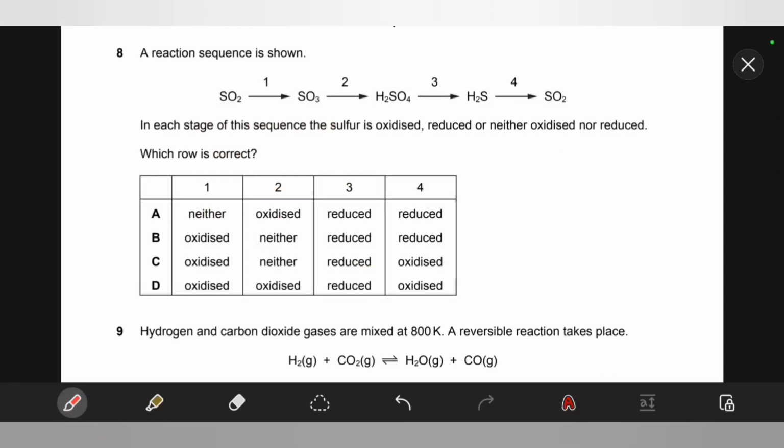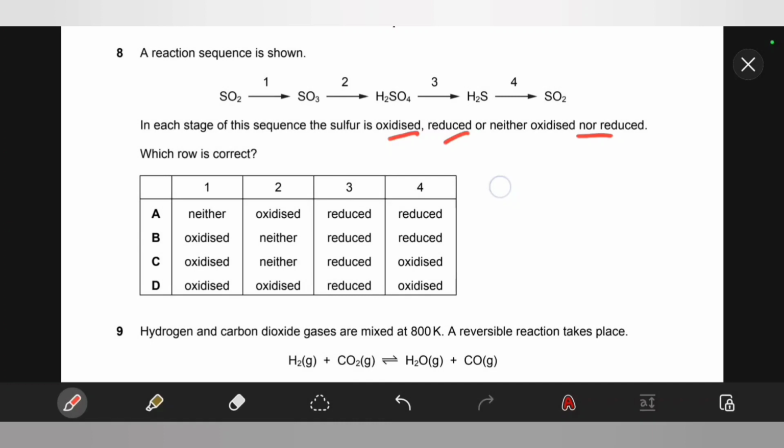Question 8. A reaction sequence is shown. In each stage of this sequence, the sulfur is oxidized, reduced, or neither oxidized nor reduced. Which row is correct? Okay, so for this, you just need to write all the oxidation states of sulfur in each of these compounds so that you can easily choose which row is correct.